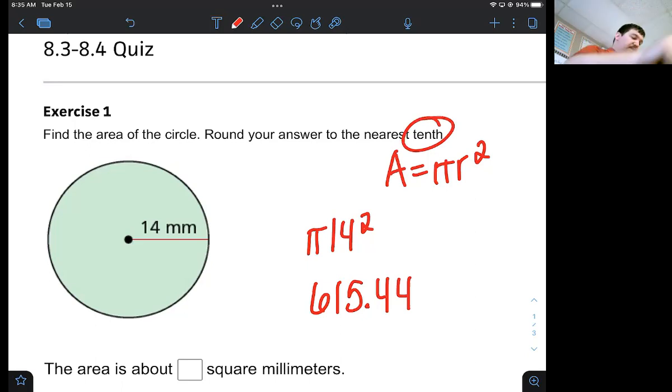Branson, would this be closer to 615.4 or 615.5? 0.4. So we're just going to cut this extra 4 off. The reason I'm able to do that is because we've already checked that 4 is not big enough to bump the first 4 up to a 5. And my label for all area problems, square units. So this is millimeters squared. That's how you find the area of a circle.